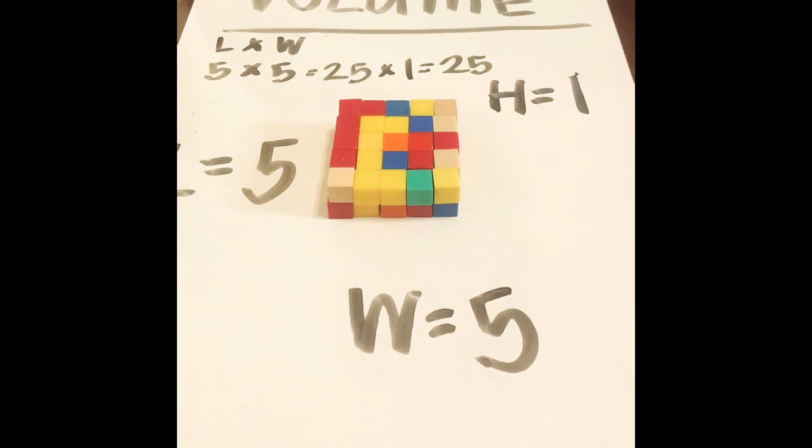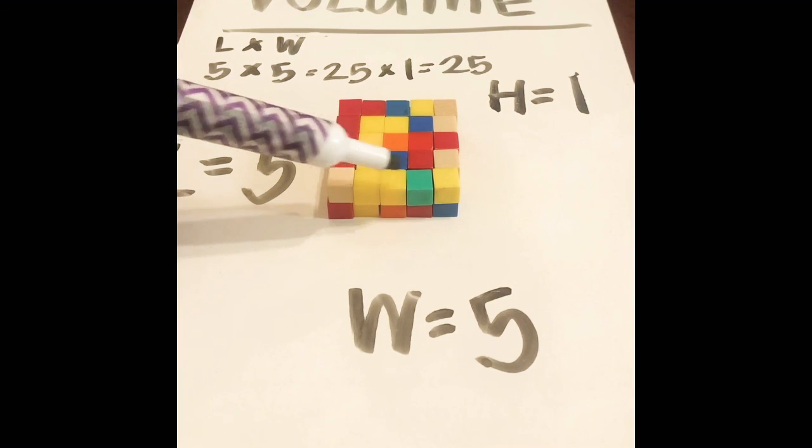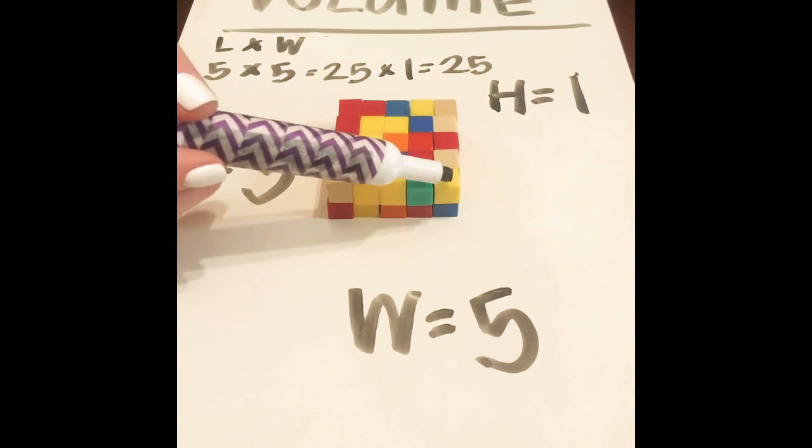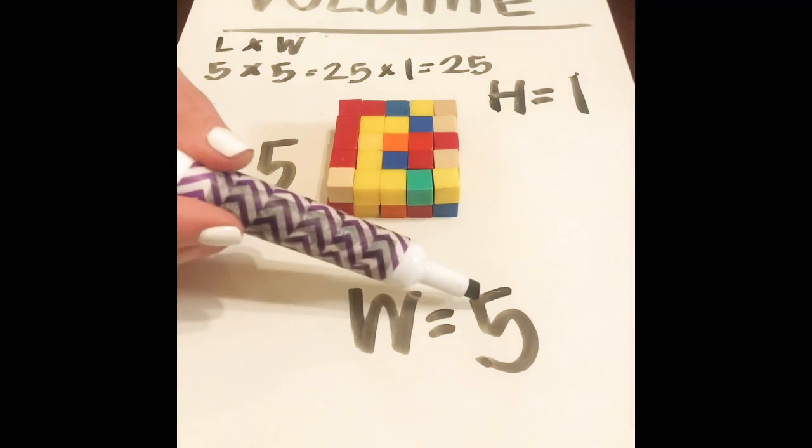First, I'm going to start by counting the amount of cubes on one side, known as the length. It should be the same as last time, but let's count. 1, 2, 3, 4, 5. So the length here is the same. Let's count how many cubic centimeters it takes to make the width. 1, 2, 3, 4, 5. So in this case, the width is still 5.